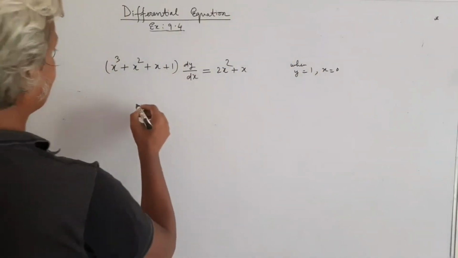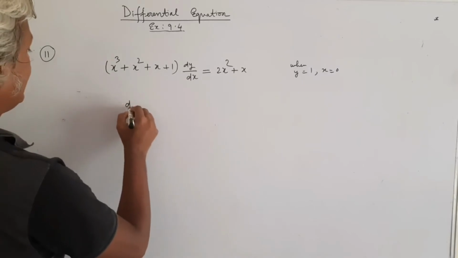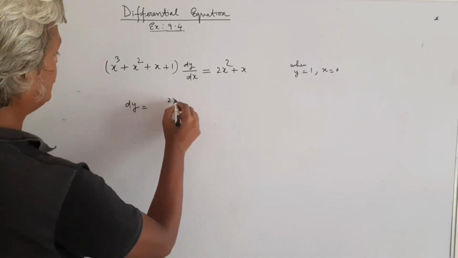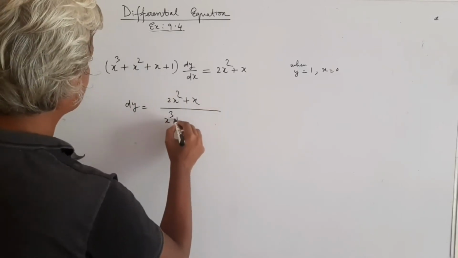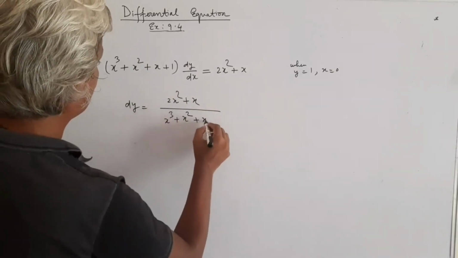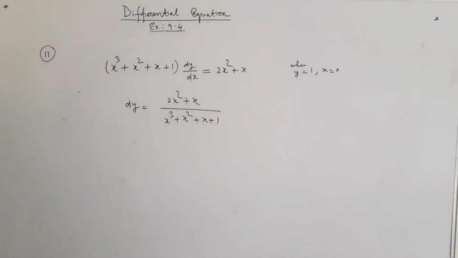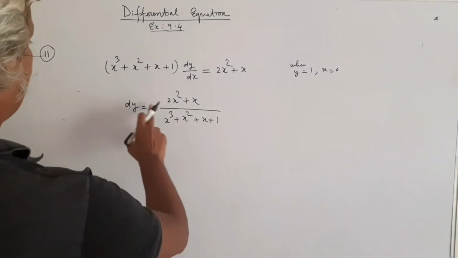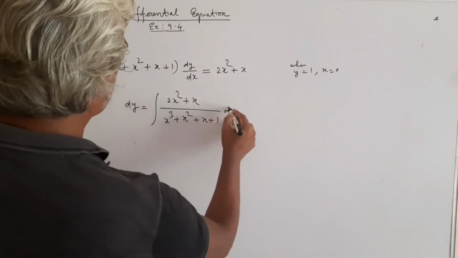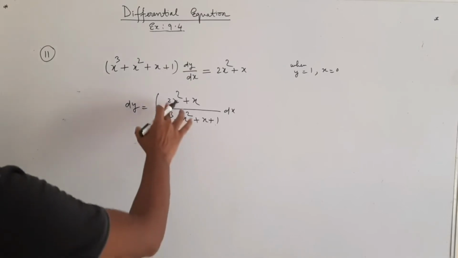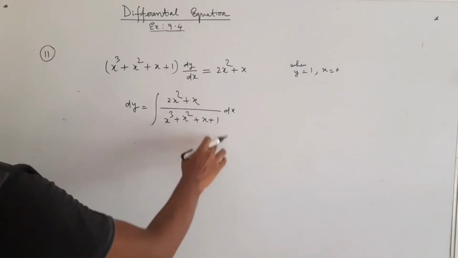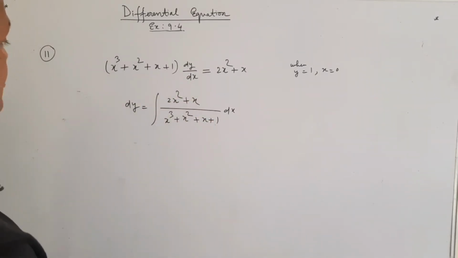Okay, first let me integrate. Then what I get? dy is 2x square plus x over x cube plus x square plus x plus 1 dx. Now how to solve this question? Do you have any idea? If you remember, this is coming in the form of partial fractions. This is a polynomial of degree 2 and this is a polynomial of degree 3. So how to do that?